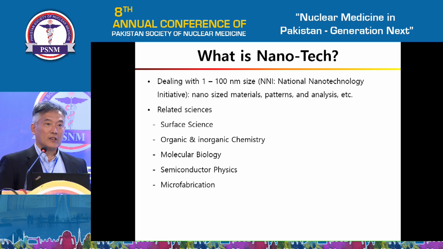So nano means under the micrometer size. But normally 1 to 100 nanometer is defined as nano in NNI from the US, defined as dealing with 1 to 100 nanometer for an industrial field. So related science, actually that is basic for chemistry and also physics, inorganic chemistry, or sometimes we can apply it with molecular biology or other scientific fields.